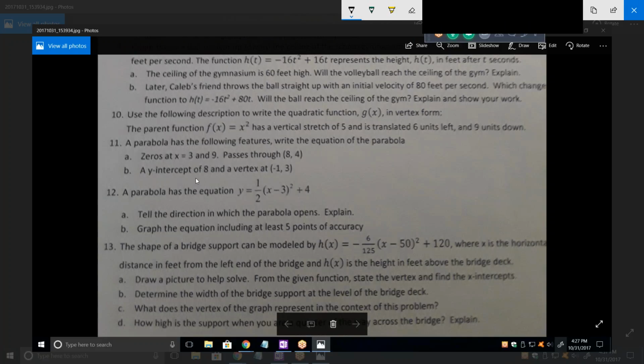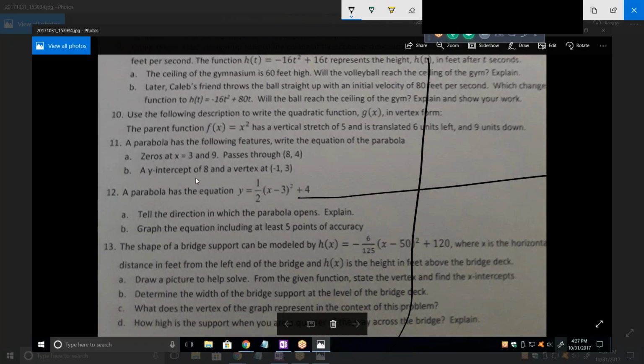12a, which way does that parabola open? Does it open up or down? Up. Why? Because the a is positive. Good. Graph the equation including at least 5 points of accuracy. Where do I start? So you can do the vertex. Okay, where's the vertex?